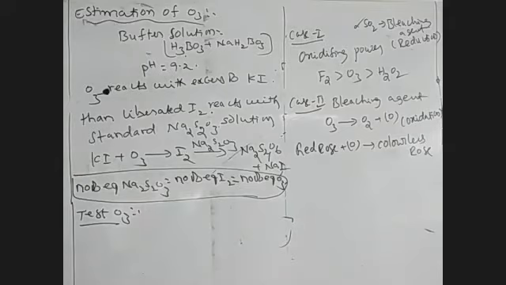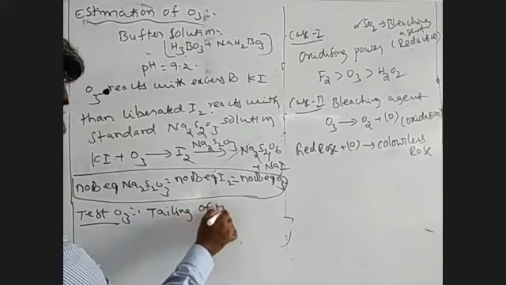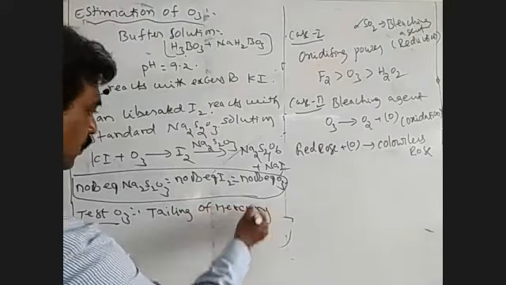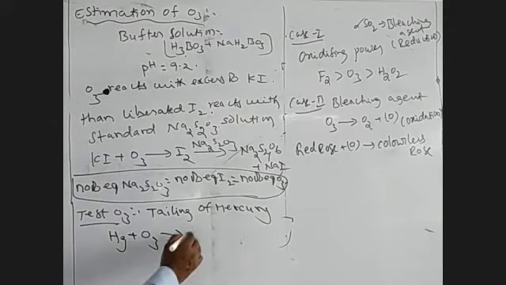The given sample containing O3 can be identified by using the test of tailing of mercury. The test of tailing of mercury is used for the identification of ozone. That means when the given gas, ozone, is passed through mercury, then mercury loses its meniscus nature.